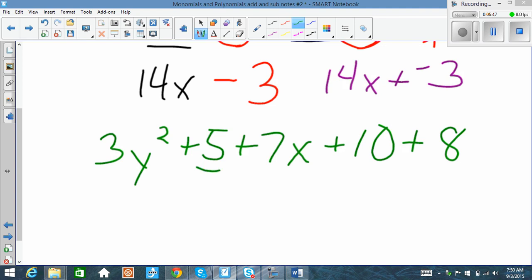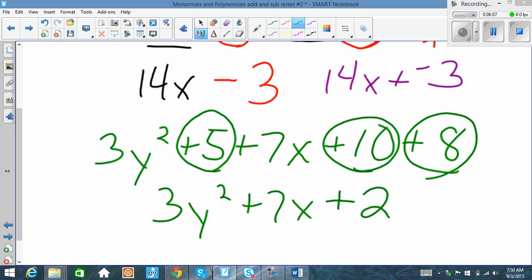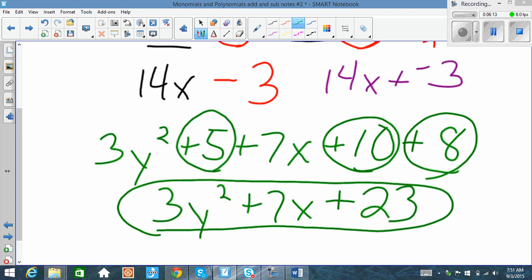So I see my like terms as being the plus 5, plus 10, and plus 8. The 3y squared and the 7x are not like terms, so we can't really do anything with them. So you're just going to keep them the way they are: 3x squared plus 7x. And then you would combine the three numbers. 15 plus 8 is 23. And that would be your simplified answer. So this would be the answer for the problem.